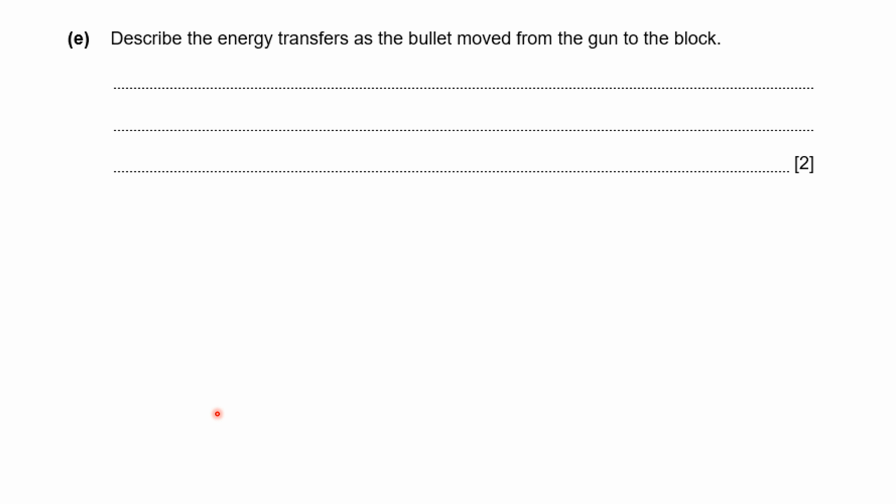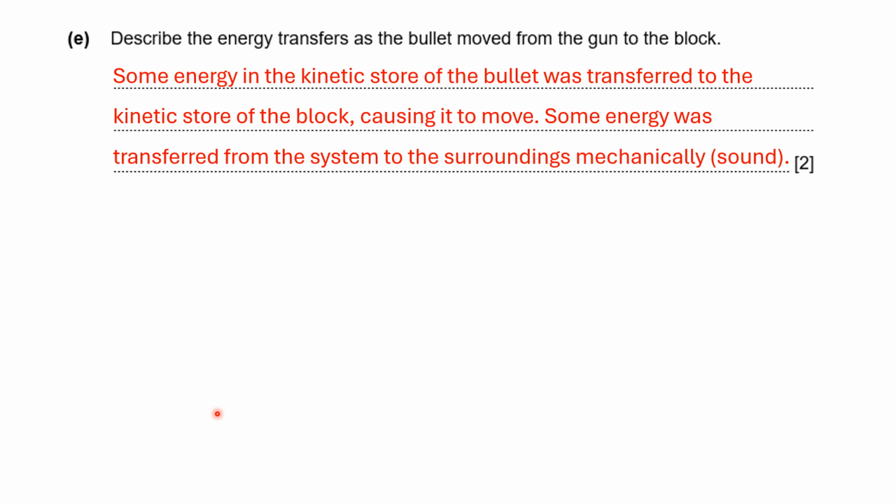Finally, just to finish off the paper, describing the energy transfers, we see that some energy in the kinetic store of the bullet was transferred to that of the block, like we said earlier, and that caused it to move. Some other energy was transferred from the system to the surroundings mechanically. This would be sound or friction, causing this transfer to the surroundings.